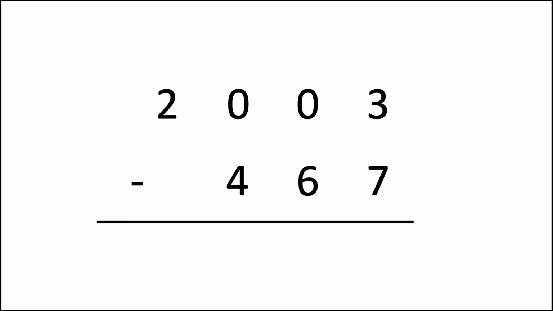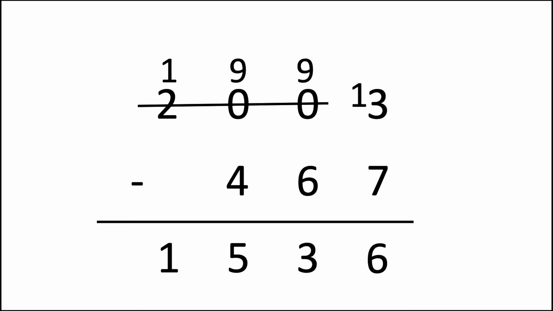And we need one of them, so we can cross out that 200 and write a 199, now make the 3 a 13, and proceed with our subtraction to get the same answer of 1,536. And notice that we did not change the value of either of the numbers.